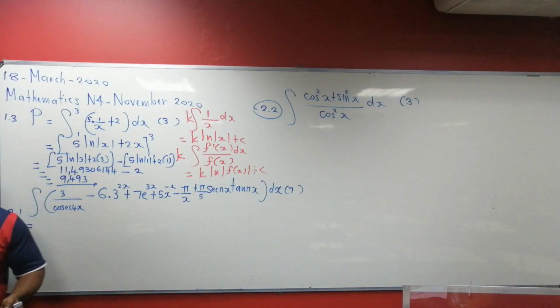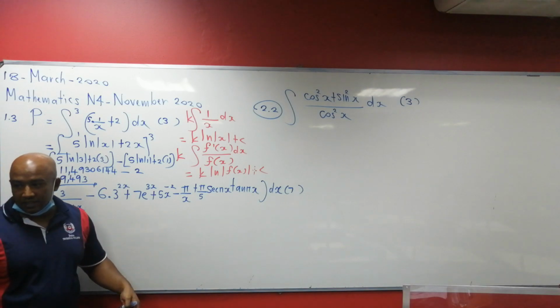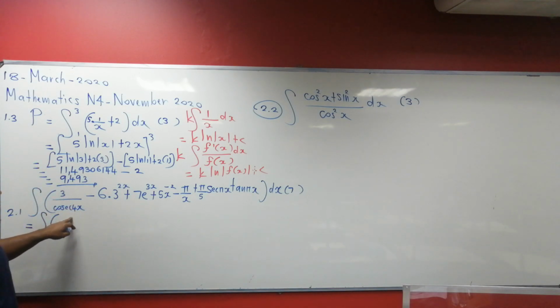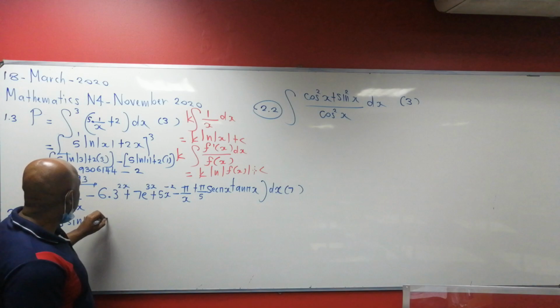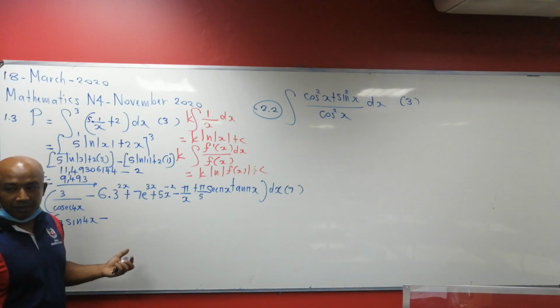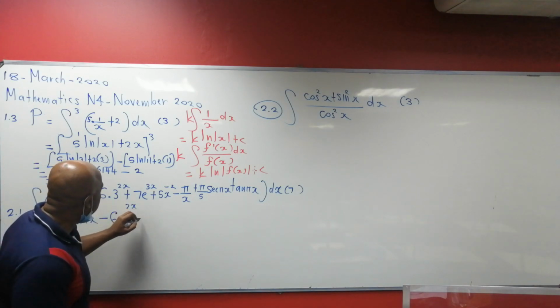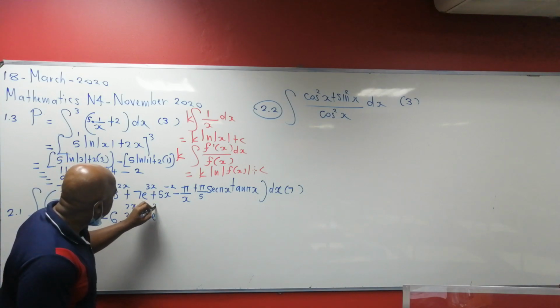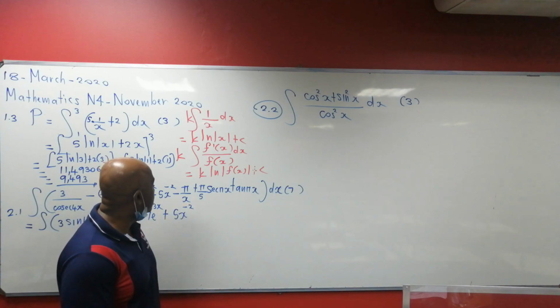So what does that mean now? You need to still copy down the whole question again, or you go straight and you write it down. So what is 3 divided by cosec? It means 3 times sine 4x. Here, that's minus 6. Remember, this is a dot. The dot means multiplication. So that is 6 times 3 to the power 2x plus 7 e to the power 3x plus 5x to the power minus 2.